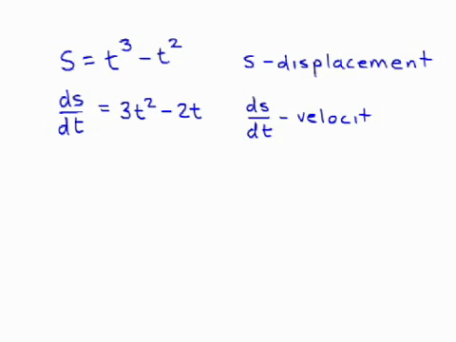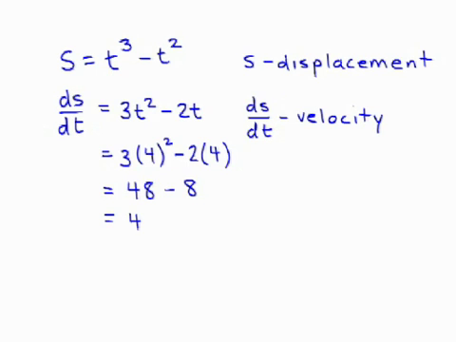So we found the derivative using the power rule, and now it's just a matter of substituting in 4 for t. And we end up with an instantaneous velocity of 40 meters per hour.